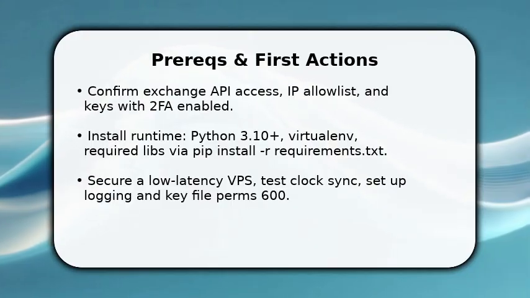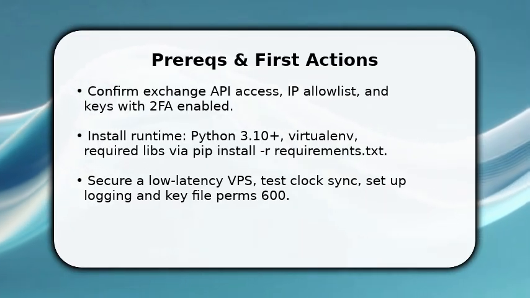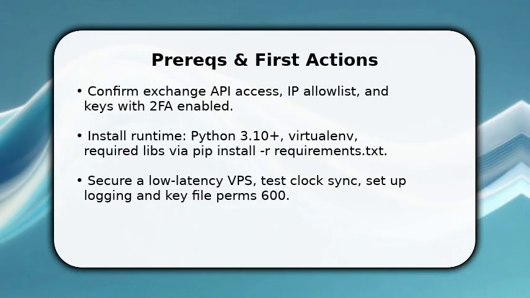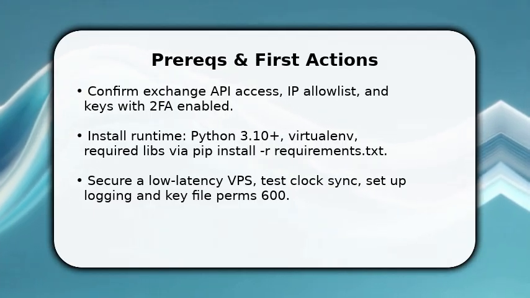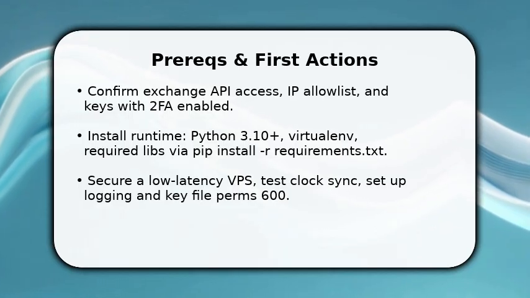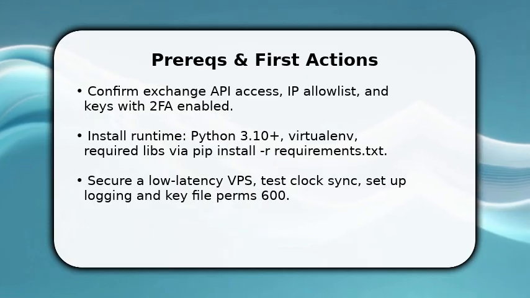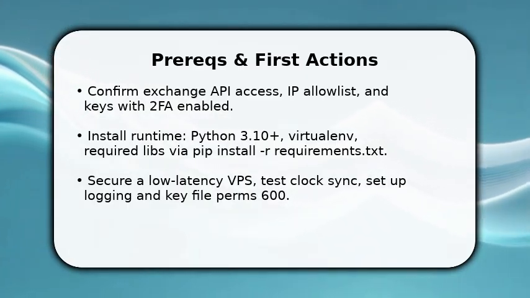You start by verifying prerequisites. Exchange API keys, 2FA, and an IP allow list so trades are permitted. Next, set up your environment with Python 3.10 plus virtualenv and pip installed dependencies. This prevents version drift. Once done, provision a low-latency VPS and verify NTP clock sync to reduce timestamp errors.